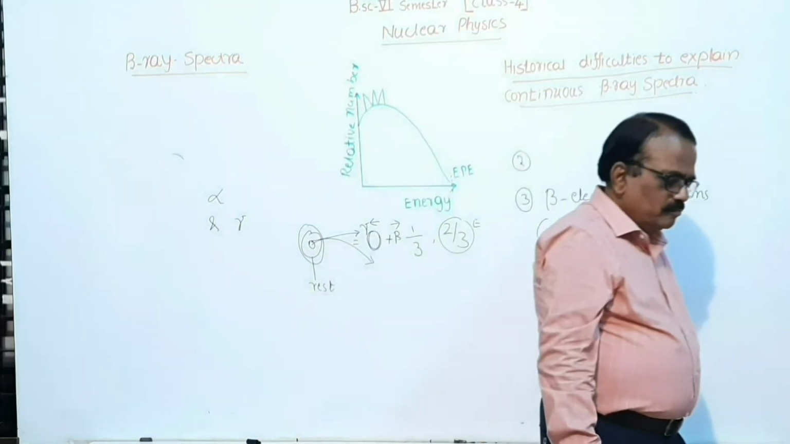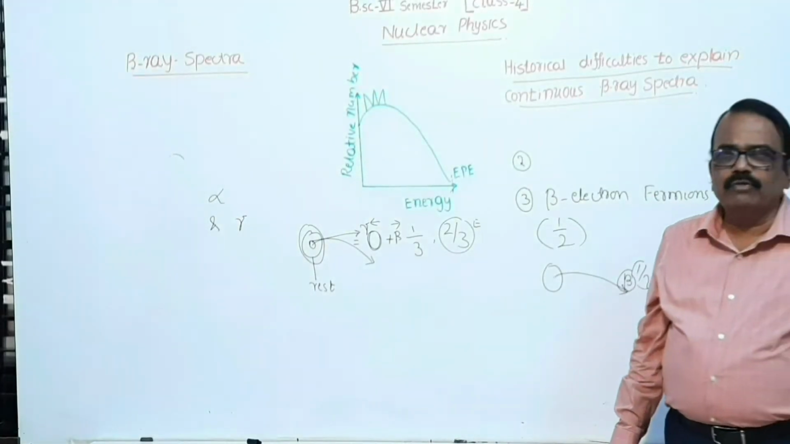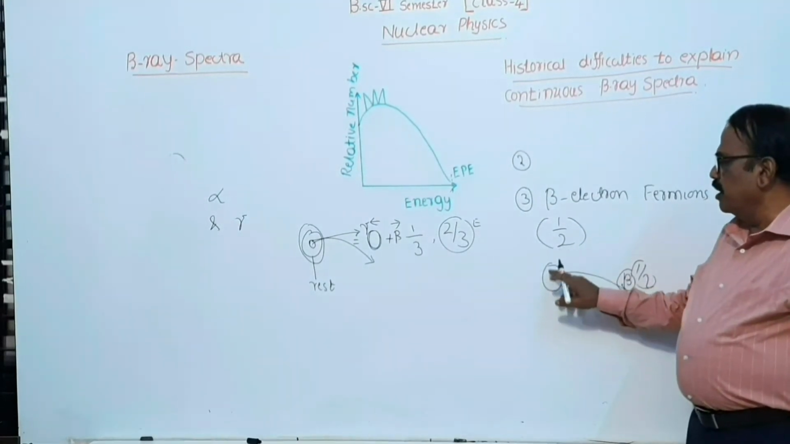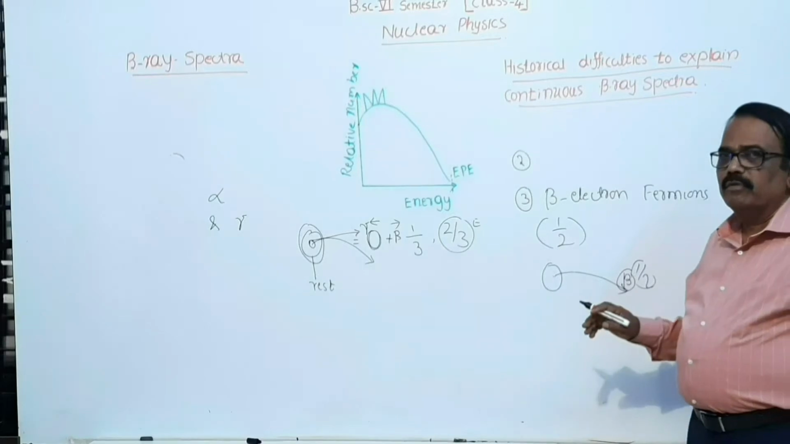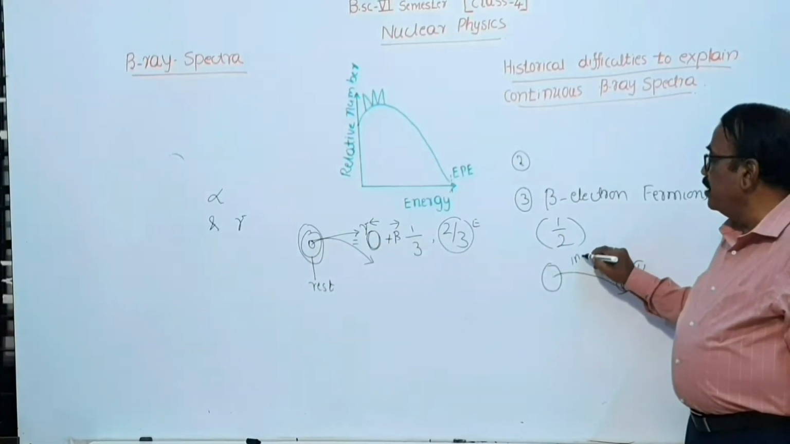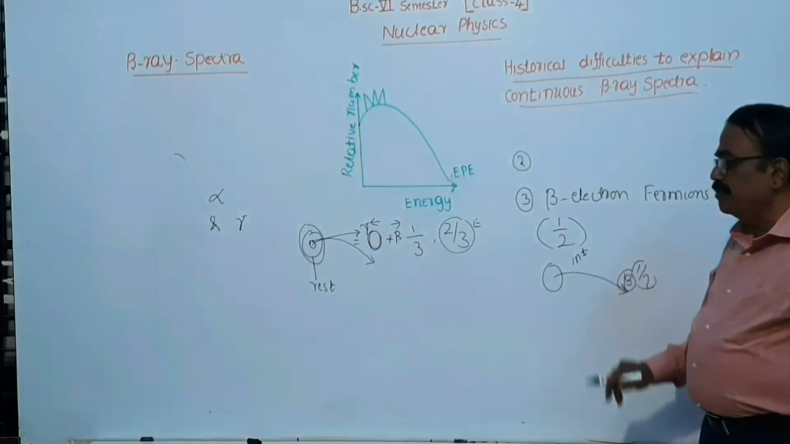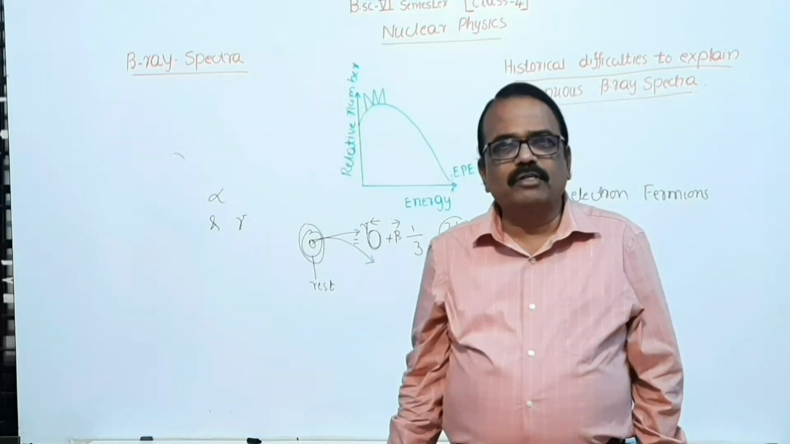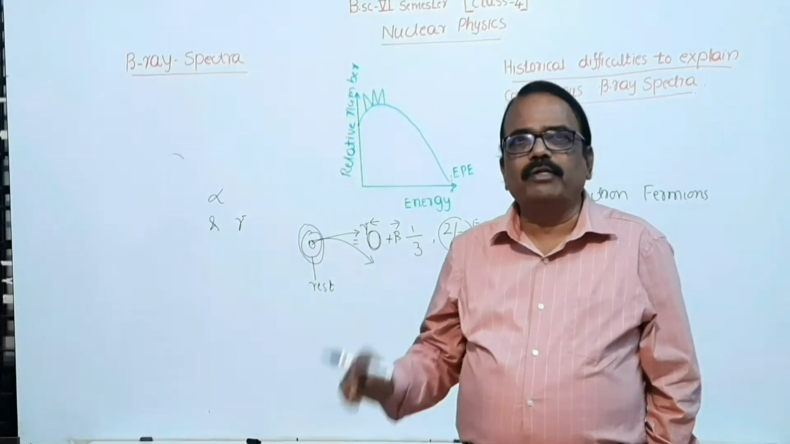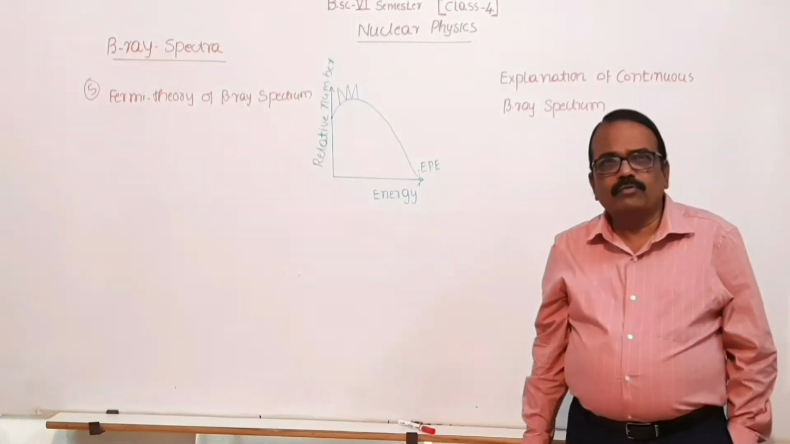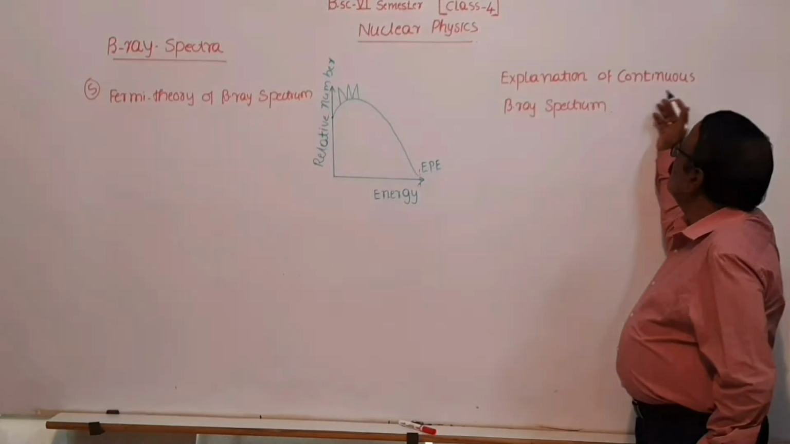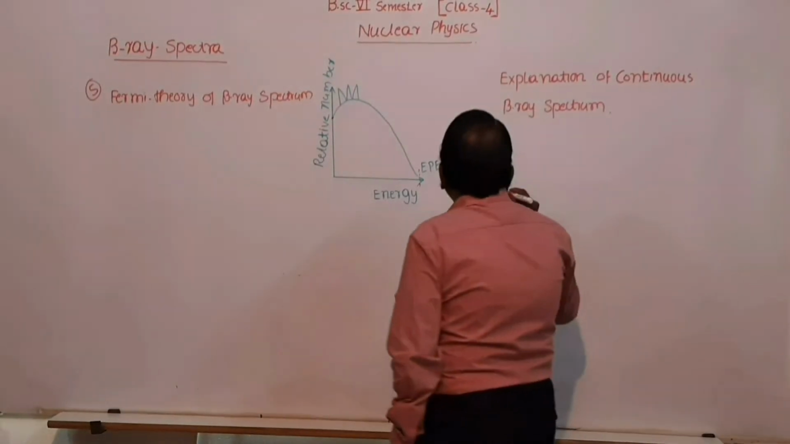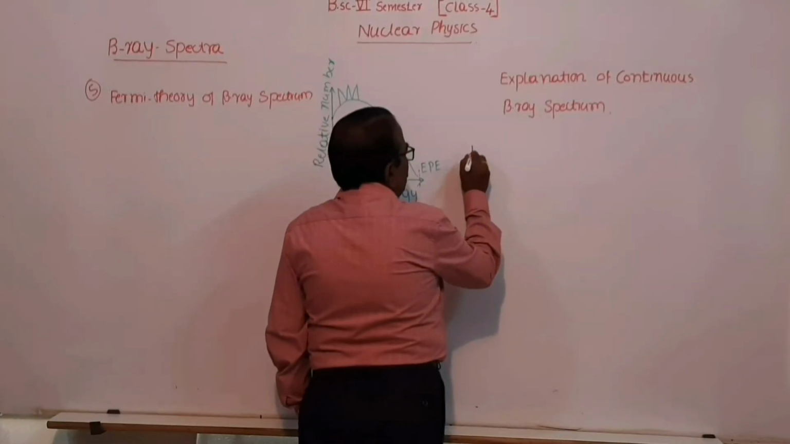But in some of the cases it is found that either the spin of the reactant remains the same or changes by an integer but not a half integer. Again it is violating the law of conservation of angular momentum. Now we have to explain the continuous beta ray spectrum. The first person who tried to explain it is Pauli.